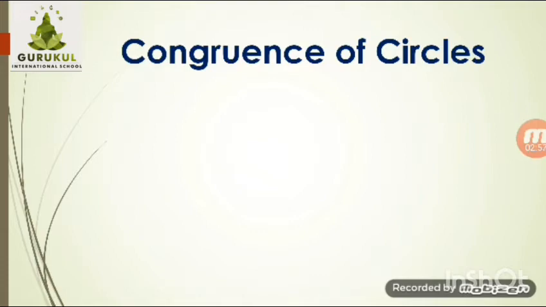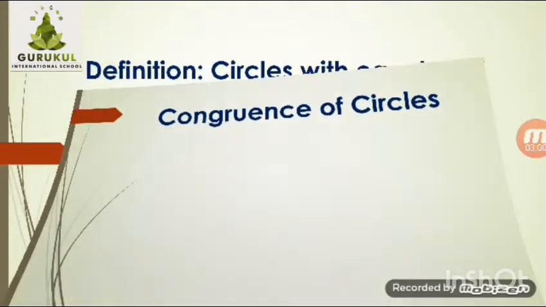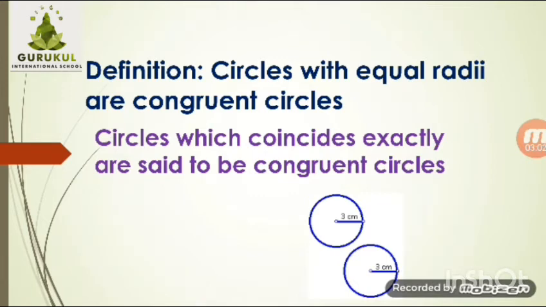We'll see congruence of circles. Circles with equal radii are called congruent circles. Means if you draw two circles with the same radius, both the circles are said to be congruent circles. For example, in the figure you can see two circles with radius 3 cm, and hence we can say that both the circles are congruent circles.